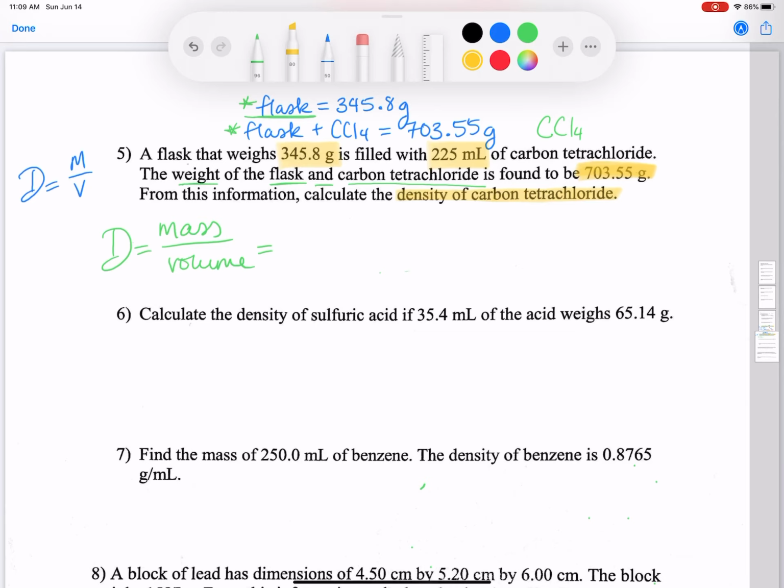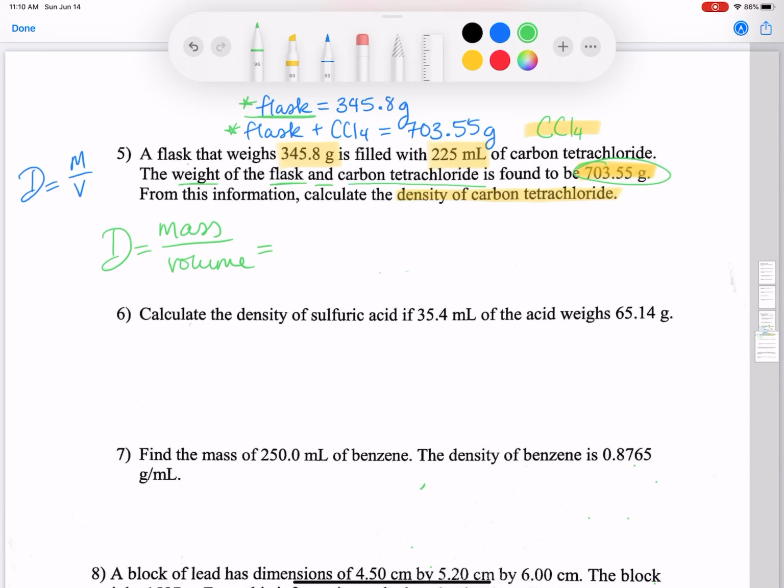Carbon tetrachloride is made up of 1 carbon and 4 chlorines. If you now go back and take the mass of the flask filled with the 225 milliliters of carbon tetrachloride, then now it's going to have a heavier weight. It's going to have a heavier mass. So now your mass is 703.55 grams. So I have those highlighted for you, and I have them written out for you in blue. It's the same data that's in the question.